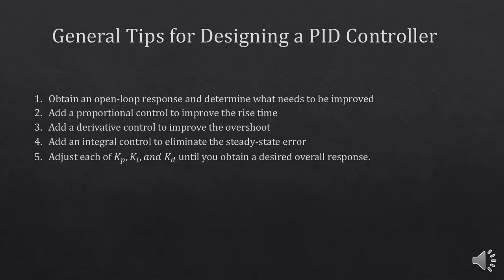In the last lab, you have studied how to design a PID controller. The same steps will be followed here. First, you will obtain an open loop response and determine what needs to be improved. Then you have to add a proportional controller to improve the rise time. Then you have to add derivative and integral controllers, and adjust the values of Kp, Ki and Kd until you obtain the desired response.